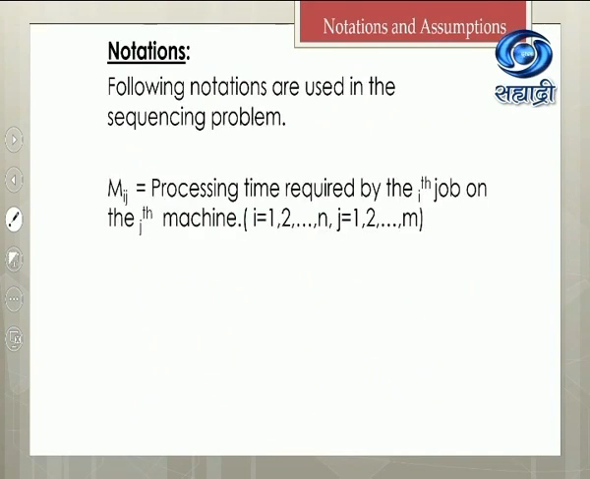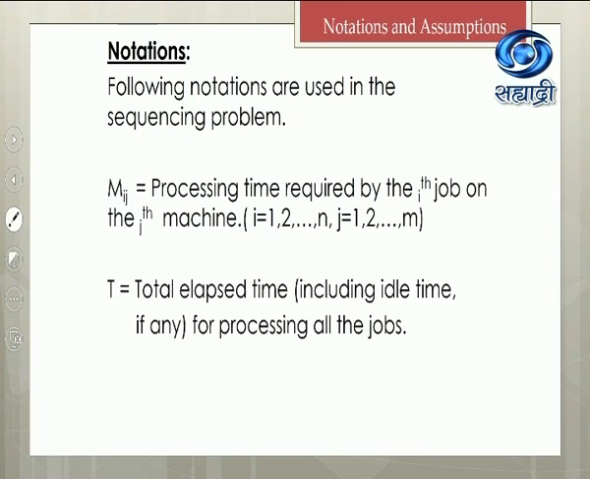Now let us see some notations and assumptions which we will be using throughout the chapter. First, the notations. The following notations are used. M_ij is the processing time required by the ith job on the jth machine. Like how we used to do in matrices, the same thing we'll be following. For the ith job and jth machine, M_ij will be written, where i will go from 1 up to n and j will go from 1 up to m, depending on the number of jobs and number of machines.